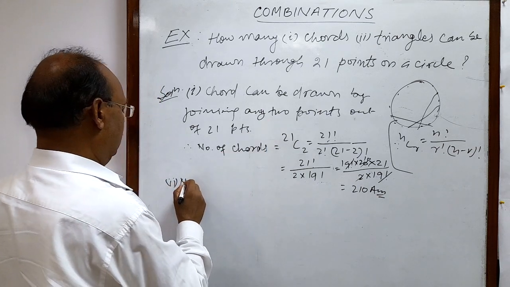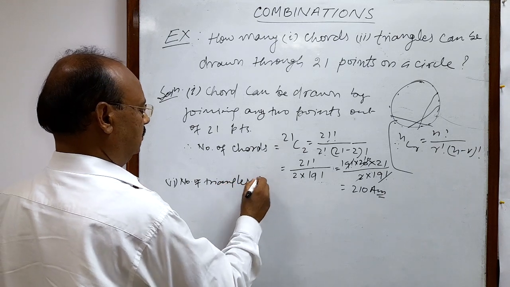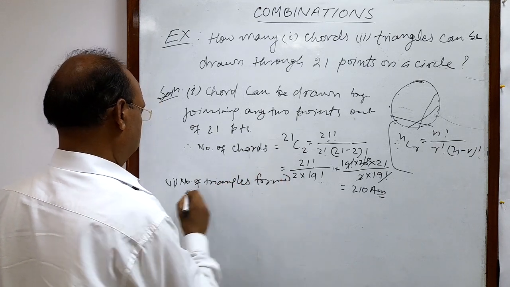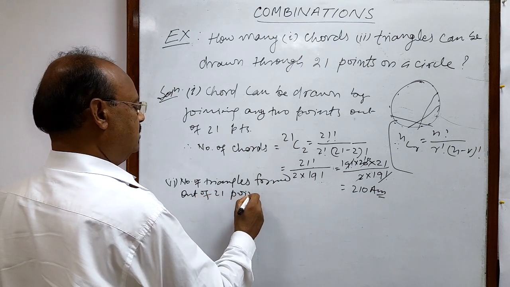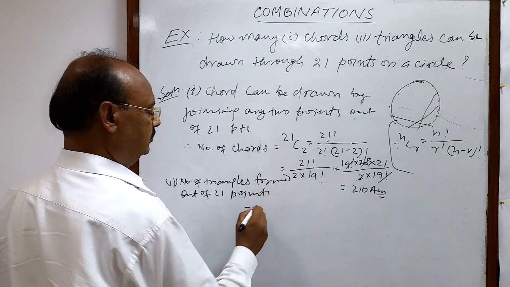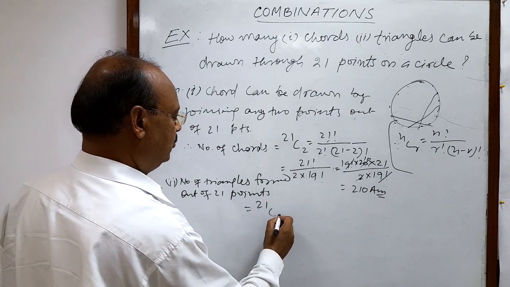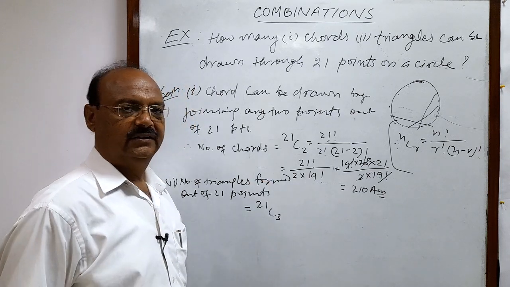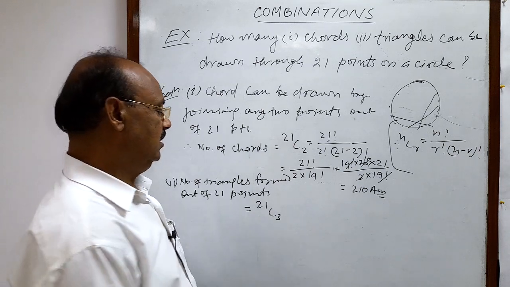So the number of triangles formed out of 21 points will be, we have to select any 3 points out of 21, so 21C3. Correct? Simple. And by solving this 21C3, we'll get the result.